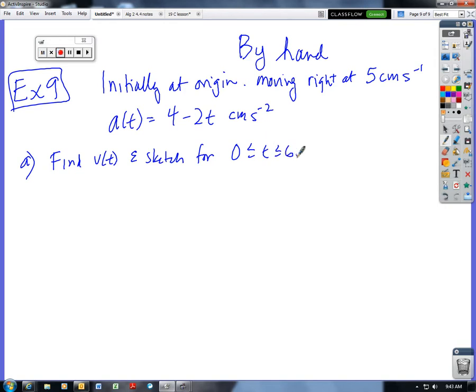Okay, we're given acceleration. How do we find velocity? We integrate. So v of t is the integral of acceleration. Let's just go ahead and integrate that. We'll leave it as an indefinite integral. That's 4t minus t squared, and plus c. That equals v of t.